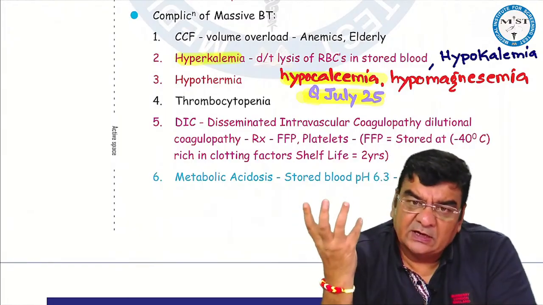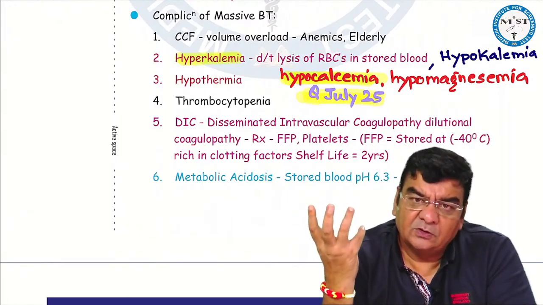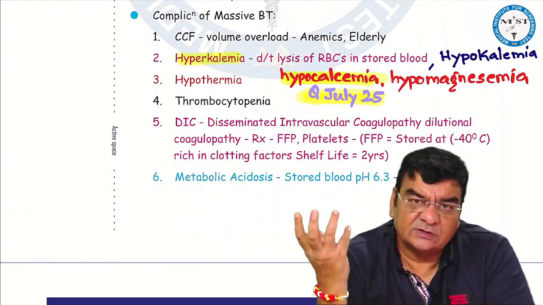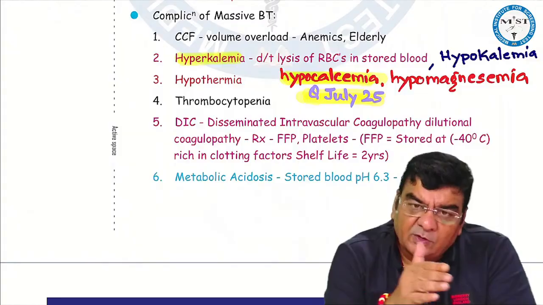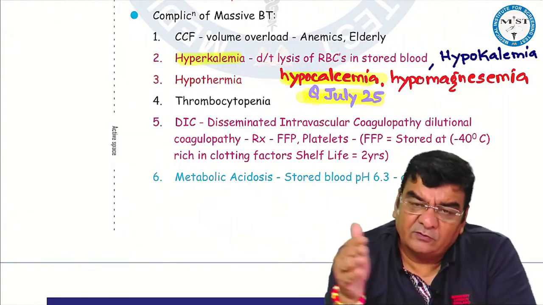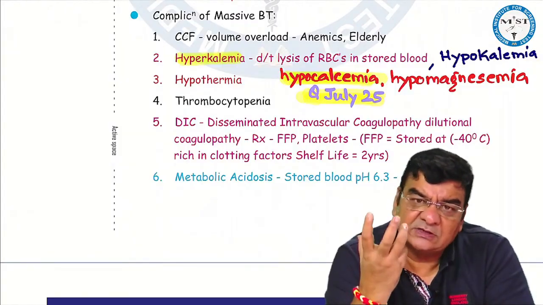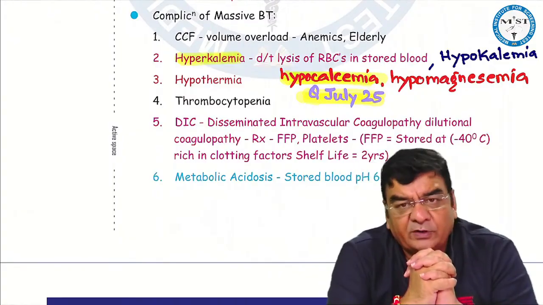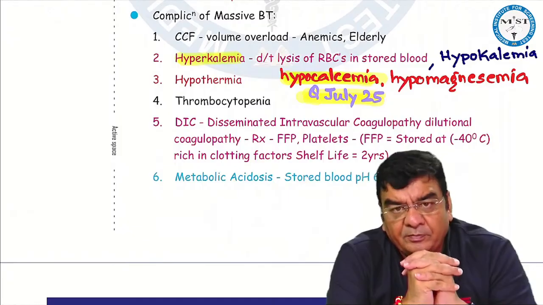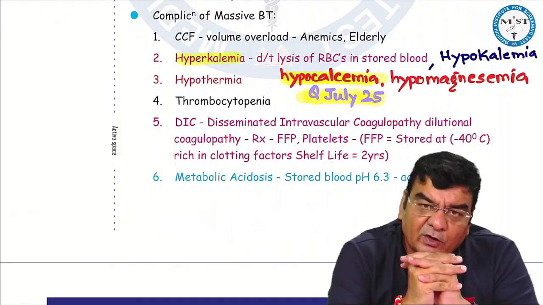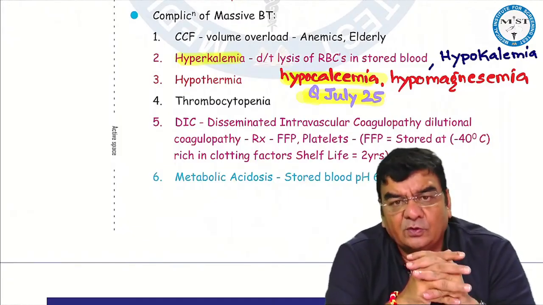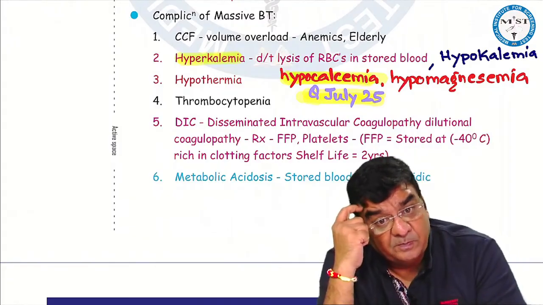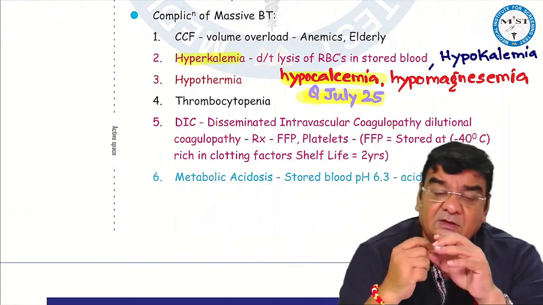Because we know that cells are getting lysed in the blood bag, we may not get sufficient viable platelets and clotting factors. We are giving a huge amount of fluid, maybe in the form of blood, but if viable platelets are not there, this will lead to a relative deficiency of platelets in the recipient, thrombocytopenia. This will also lead to a relative deficiency of clotting factors in the recipient, which can lead to dilutional coagulopathy and disseminated intravascular coagulopathy, DIC.